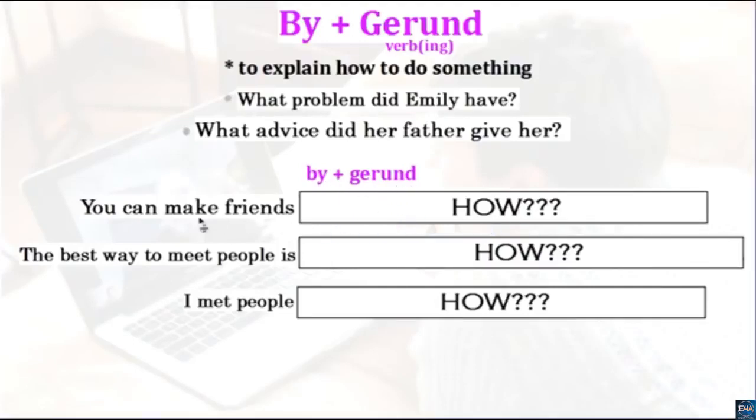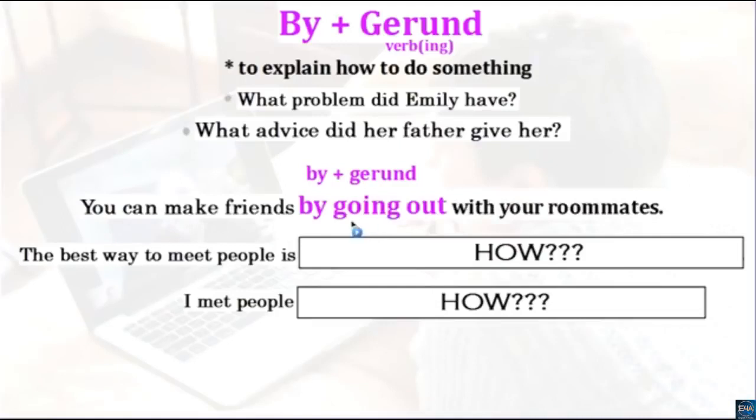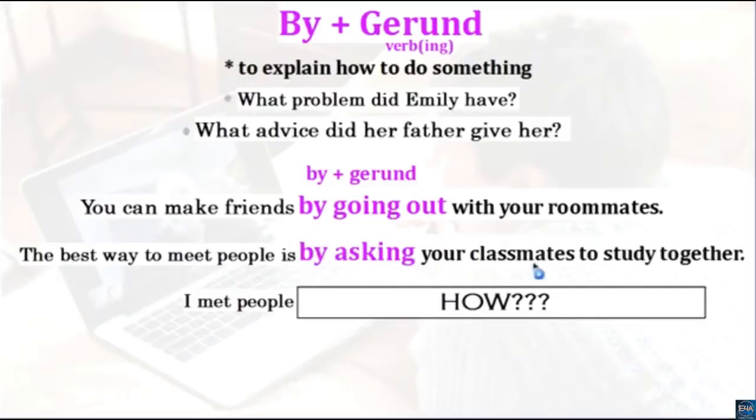So do you remember how he said that she can make friends? Well, one way is that he said, you can make friends by going out with your roommates. So here we have by and the gerund, going out, right? And that's describing how to make friends. You can make friends by going out with your roommates. Or let's look at this one. He said the best way to meet people is, but how? Do you remember how? What's the best way to meet people? Well, he said the best way to meet people is by asking your classmates to study together. Again, I'm using by and my gerund, and this is describing how is the best way to meet people, right?